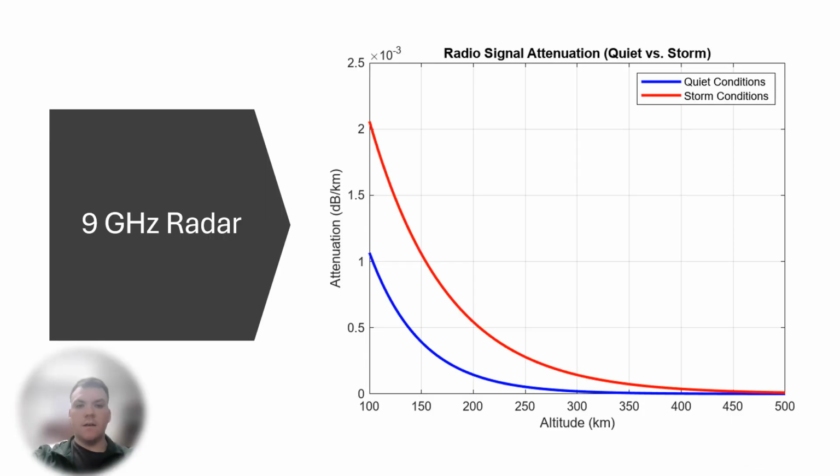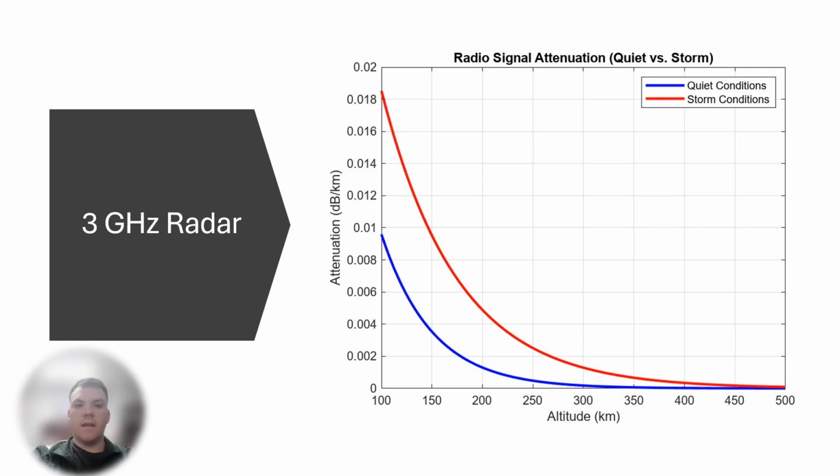We are now going to take a look at how different frequencies of electromagnetic wave will attenuate differently in a quiet versus storm condition. The quiet conditions represents a Kp index of 2, and the storm conditions represents a Kp index of 7. Attenuation will be on the y-axis and altitude is on the x-axis. Altitude will be measured in kilometers. As we can see, the attenuation of a 9 gigahertz radar at an altitude of 100 kilometers is just over 2 times 10 to the negative third. Overall, that's not a lot of attenuation, and we'll see that as we look at some of these other frequencies.